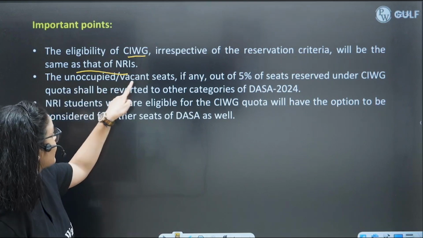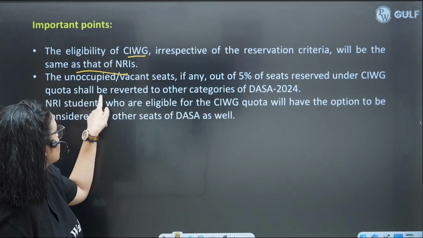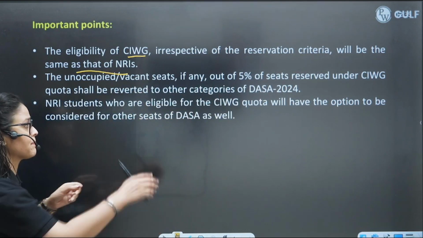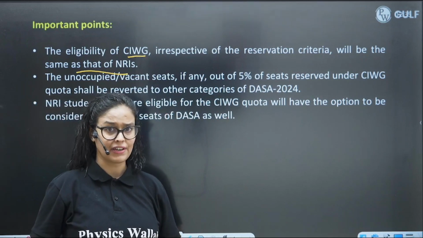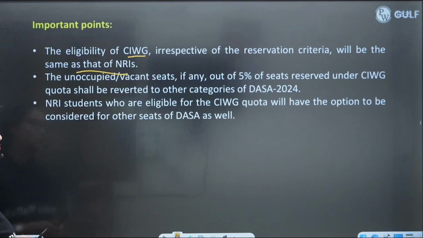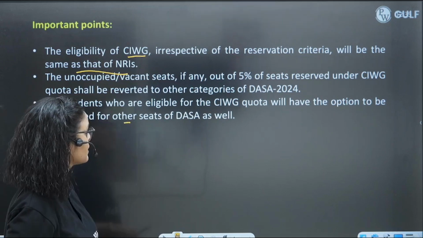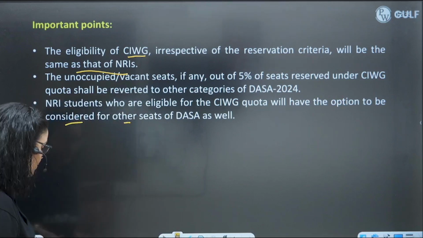Unoccupied or vacant seats, if any, out of the 5% reserved under the CIWG quota shall be reverted to other categories of DASA 2024 if people don't take the admission. It keeps on changing, but it would remain the same for 2025 also. So NRI students who are eligible for the CIWG quota will have the option to be considered for other DASA seats as well. Obviously, they can apply for the other seats also.